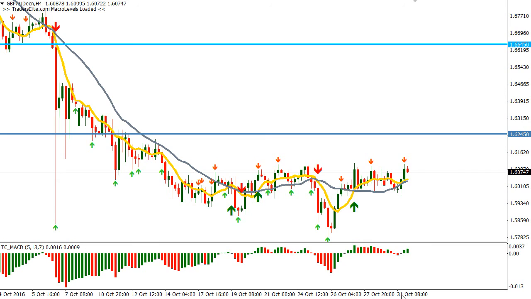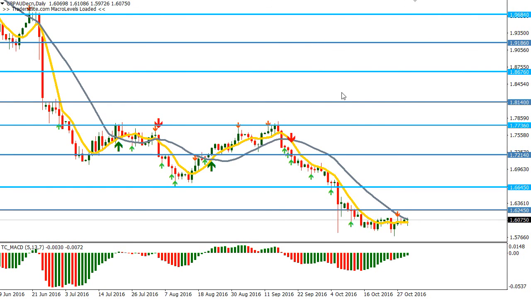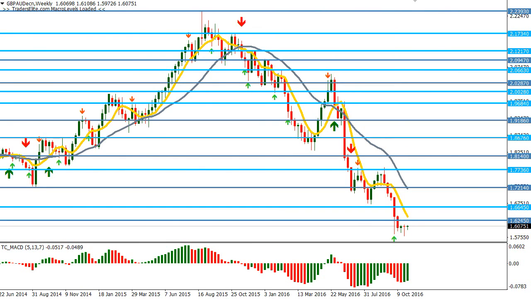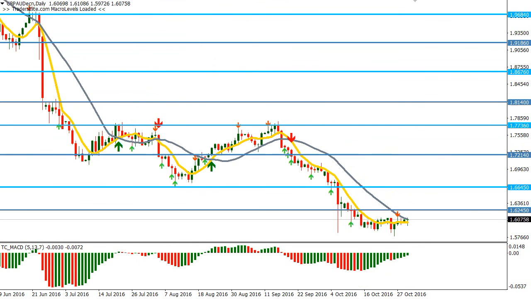Pound Aussie. Well, we are technically in a 4 hour upward trend. It's nowhere near as strong as the euro, but it is there. Daily, looking at a possibility of a crossover to the upside, a trend trade forming. 162.45 is the number to watch. And on the weekly, again, we're really at these oversold levels. We are in an upward swing, but it has been subdued.